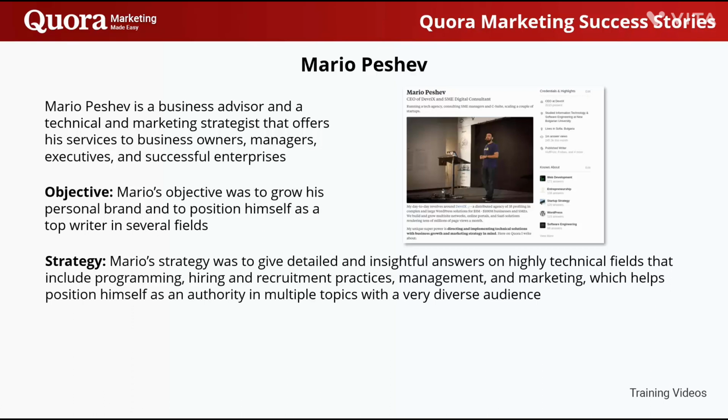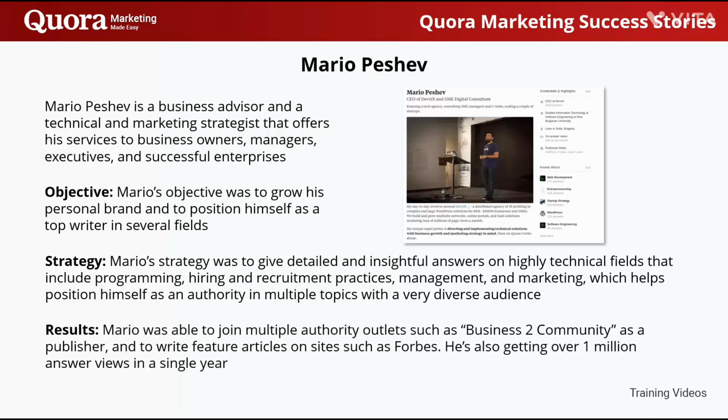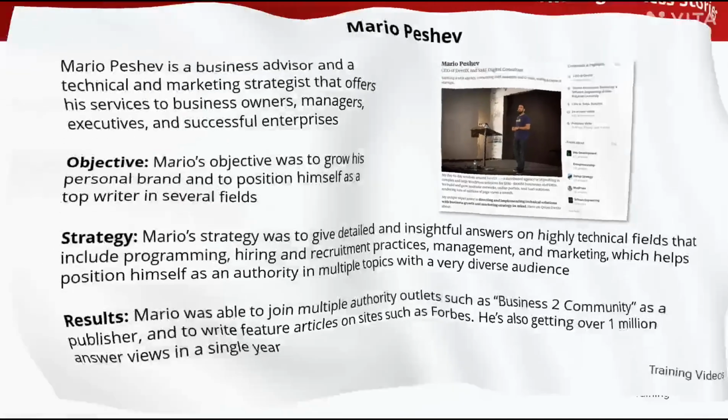Strategy: Mario's strategy was to give detailed and insightful answers on highly technical fields that include programming, hiring and recruitment practices, management and marketing, which helps position himself as an authority in multiple topics with a very diverse audience. Results? Mario was able to join multiple authority outlets such as Business to Community as a publisher and to write feature articles on sites such as Forbes. He's also getting over 1 million answer views in a single year.